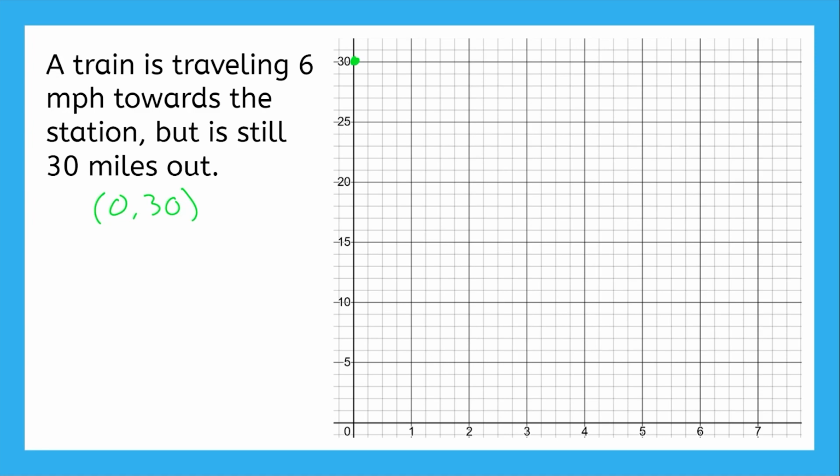But we have to be careful. If the train is coming towards the station, then its distance away is going down, not up. So the slope is actually -6 miles per hour. To graph it, we can use rise over run. The rise is -6 and the run is 1. So here's another point, and we can draw a line through them. So here's the line that goes with this word problem.